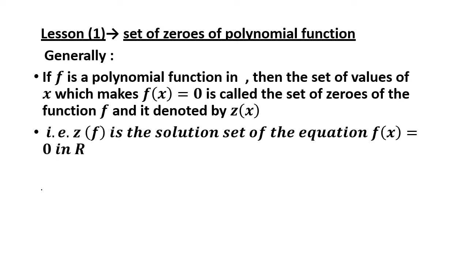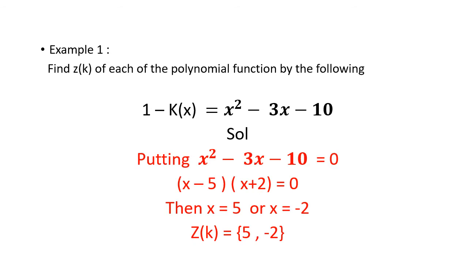So to get this x, we must substitute it in this equation. We find that it will be equal to 0. So our solution will be the set of zeros depending on this substitution. Like this example, to find the set of zeros of the polynomial function, we must have the equation. So our equation will be the function equal to 0.